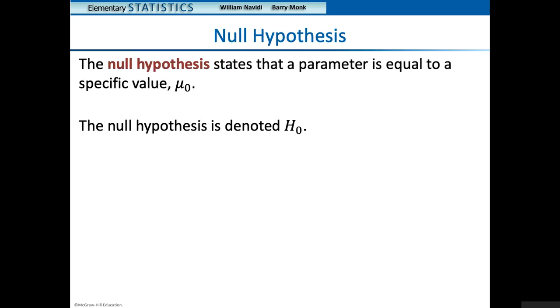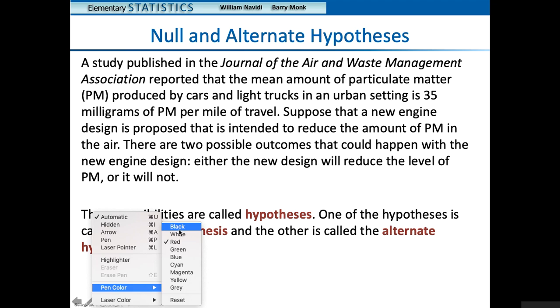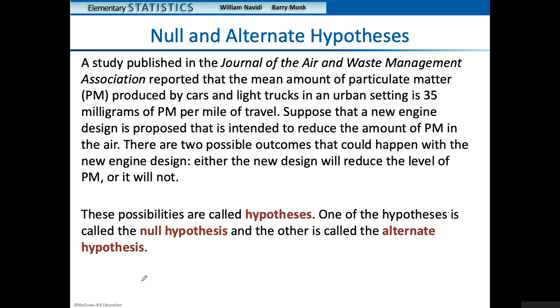So let me back up a little bit here to this example that we just looked at a minute ago, and we want to establish the hypotheses here. So when we establish the hypotheses, we're going to have a null hypothesis, which we'll use the symbol H0 to represent, and we'll have an alternate hypothesis. We'll use the symbol H1 to represent that, right?